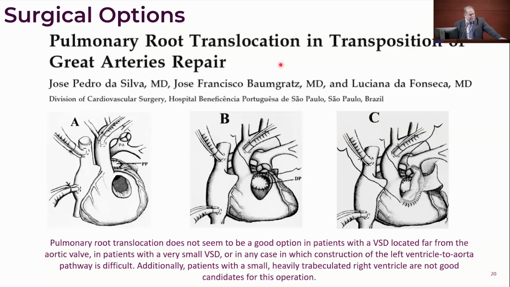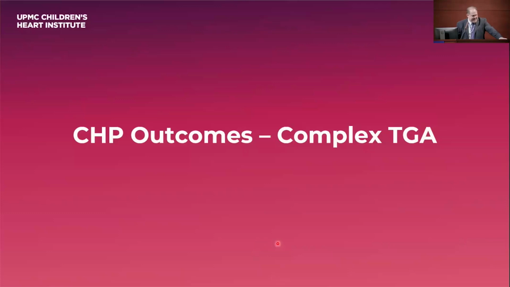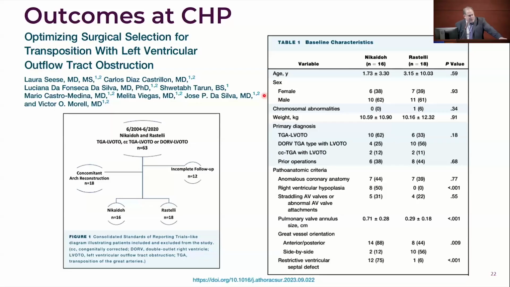Now, another option, when the VSD is distal and the pulmonary is posterior, is the pulmonary root translocation, described by Dr. De Silva, one of our partners here at Children's Hospital of Pittsburgh. He's not only the cone expert, he can do the root translocation. He will feel so proud. And for our outcomes here, I'm going to show the work of one of our fellows, Dr. Cease, who reviewed the data to try to create an algorithm to decide which patient needs a Cairo and which patient needs a Rastelli. That was the purpose.